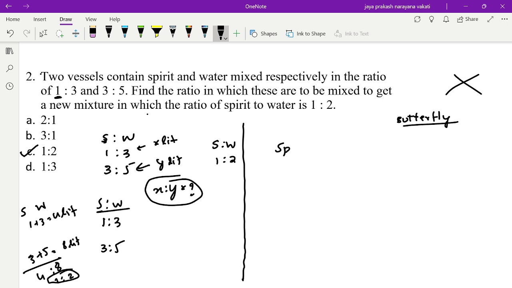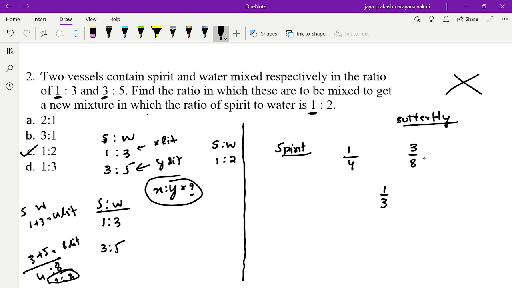So I'm going to take spirit. The first vessel, one out of four, and the second vessel, spirit is three parts out of eight. This is mixed, and in the resultant mixture, what I need to have is spirit one out of three parts. So 1 out of 4 parts, this is nothing but percentages, guys. 1 by 4 into 100 gives me 25 percent. 3 by 8 into 100 is 37.5 percent.